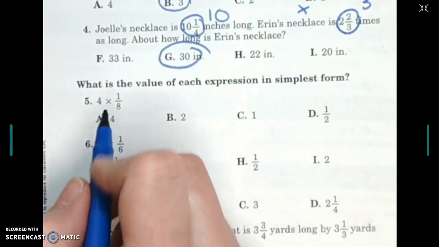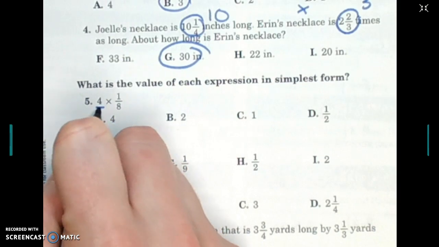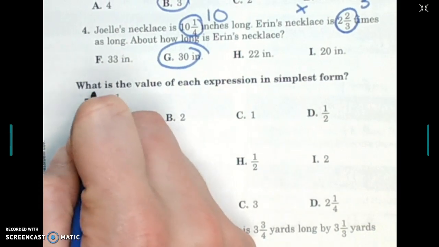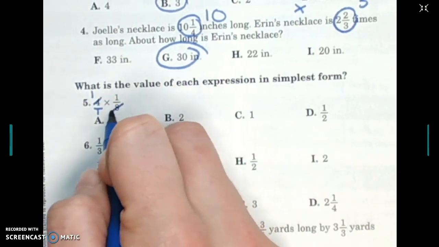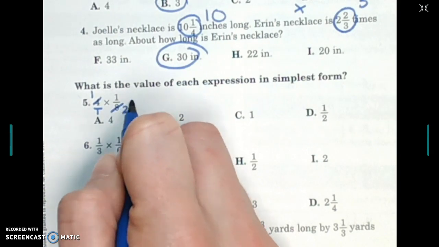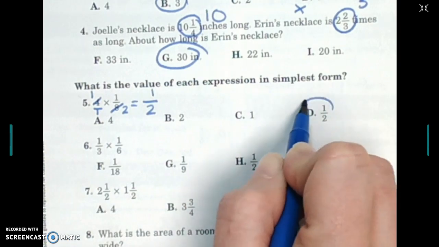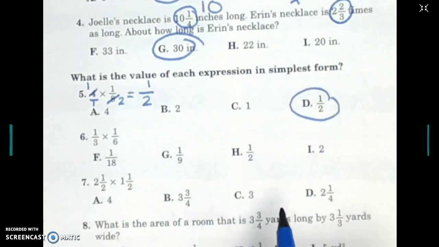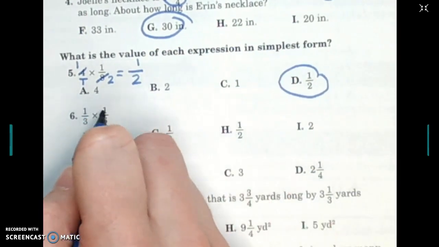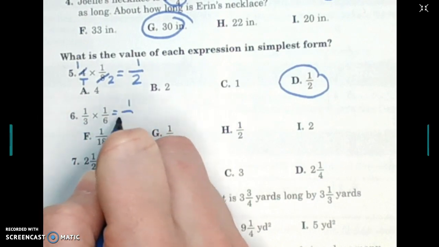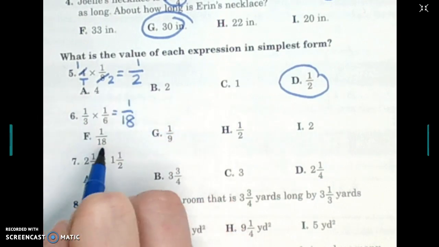Now we're going to do it for real. We put a 1 right under it. I'm going to cross cancel because 4 goes into 4 once, and 4 goes into 8 twice. 1 times 1 is 1. 1 times 2 is 2. So we get an answer of a half. Okay, this next one. 1 times 1 is 1. 3 times 6 is 18. So our answer is F.